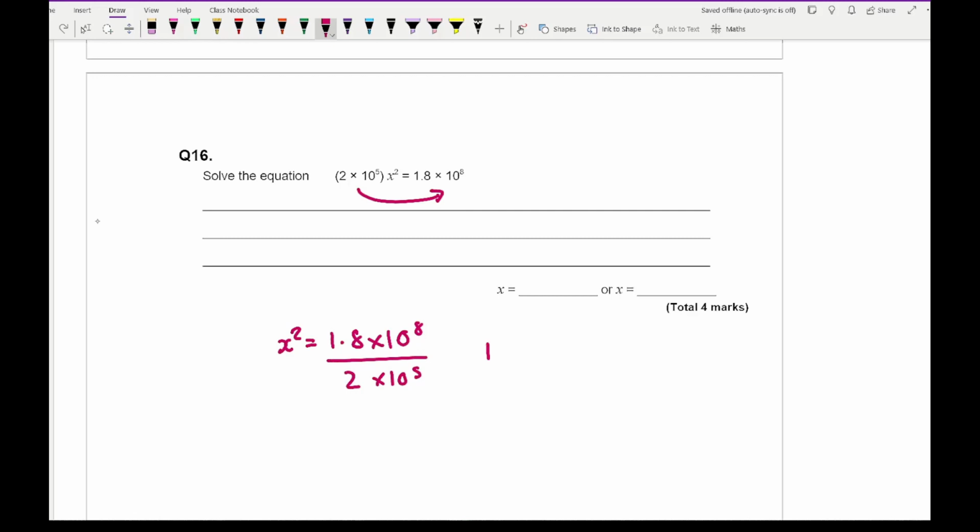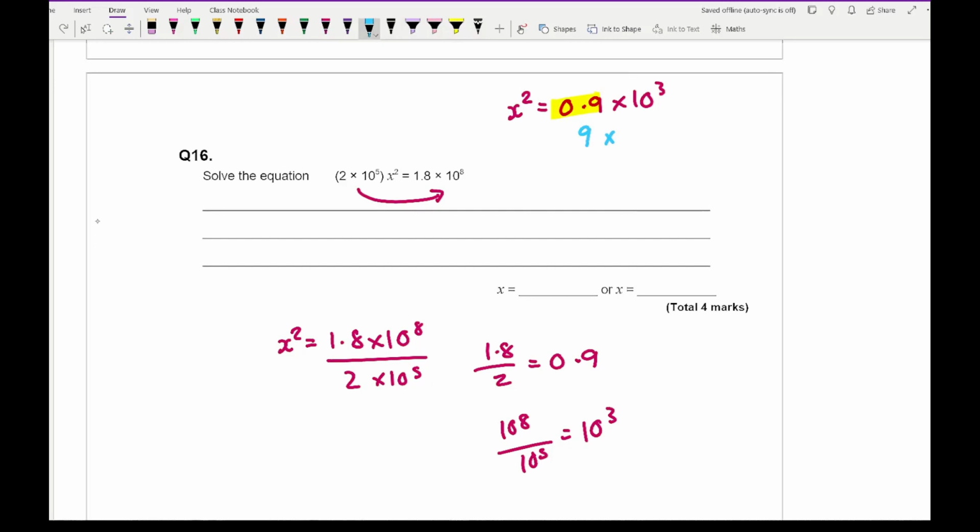Now, 1.8 divided by 2 equals 0.9, and 10 to the power of 8 divided by 10 to the power of 5, I take away the powers, and that gives me 10 to the power of 3. So what I've then got is x squared equals 0.9 times 10 to the power of 3. Now, with this, I need to make this number bigger, so that becomes a 9. So I'll make the power of 10 smaller, so then that becomes that. Now that's what x squared equals.